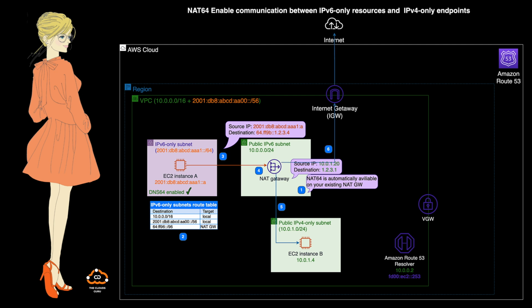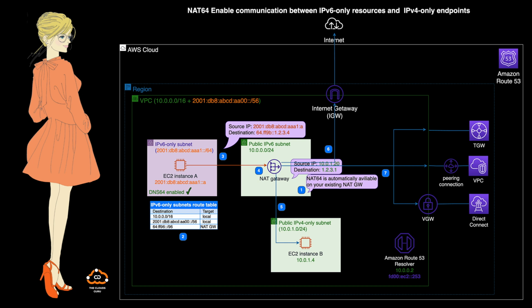Then traffic can go to IPv4-only resources in the same VPC. And traffic can go to IPv4-only endpoints on the internet, if the NAT gateway is public and has an elastic IP associated. Lastly, traffic can go to IPv4-only resources in the private network, over VPN, AWS Direct Connect, VPC peering, or transit gateway. All scenarios are very informative, and I am very excited for all of you because we will talk more about this in our next video about AWS VPC IPv6.